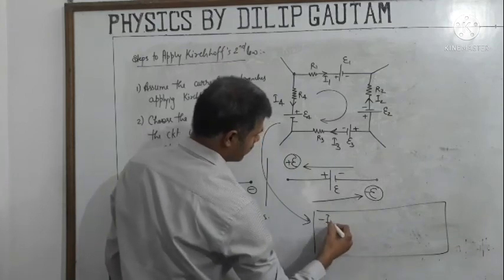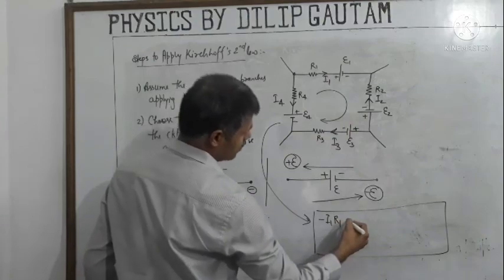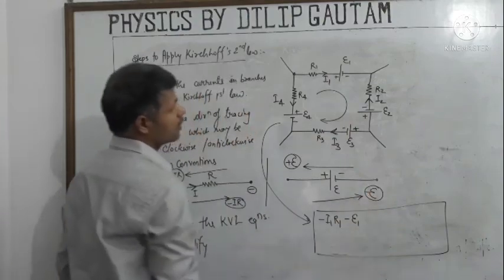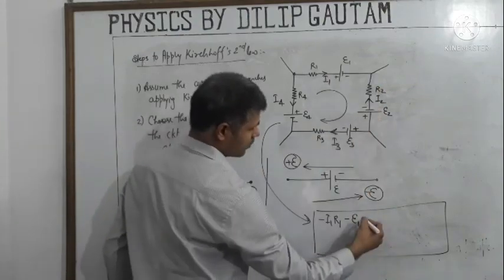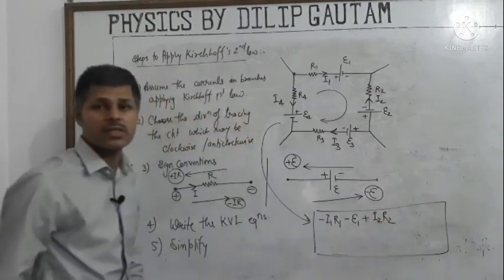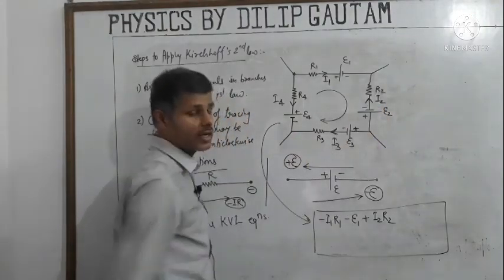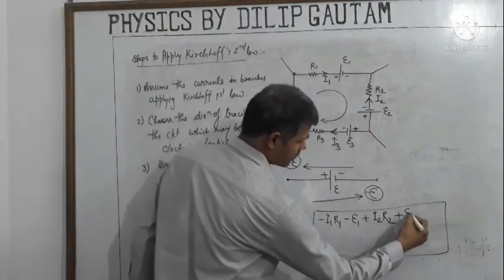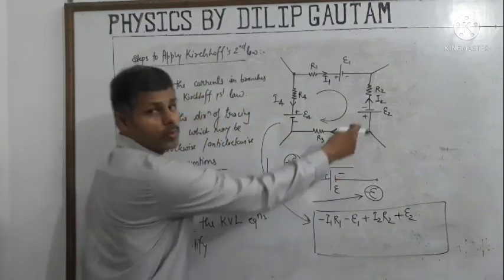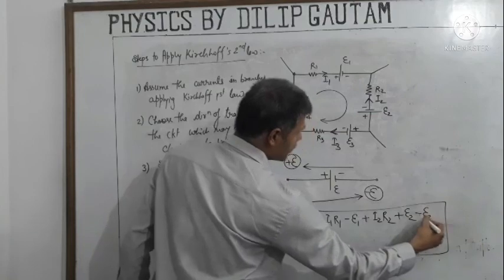minus I1 R1. Then from positive towards the negative terminal, we should write minus E1. Then opposite to the direction of current, we should write plus IR, that is plus I2 R2. Then moving from negative towards the positive terminal of the battery, we write plus E2. Then moving from positive towards the negative terminal of the battery E3, we write minus E3.